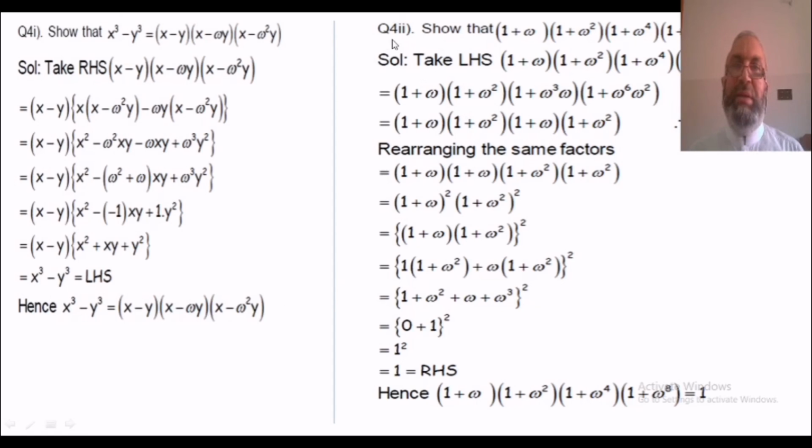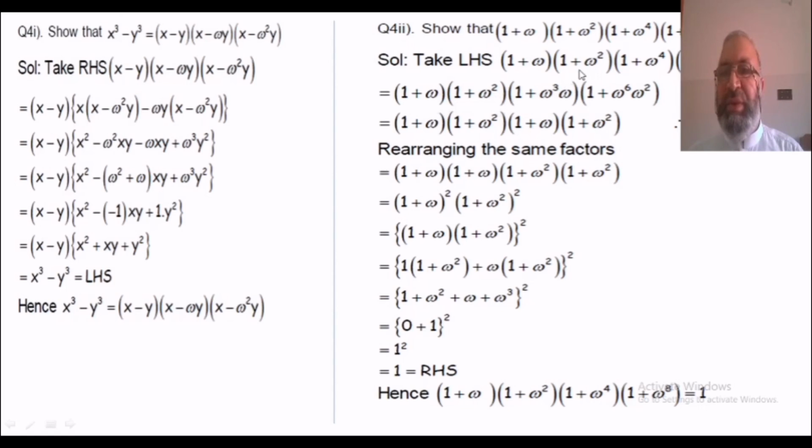Similarly, question 4 part 2, simplification of omega. Prove that 1 plus omega into 1 plus omega square into 1 plus omega 4 into 1 plus omega 8 is equal to 1. So by taking the left hand side we can simplify. Taking the left hand side, multiply the first two terms and the next two terms. From the first two terms we write the same, 1 plus omega square.